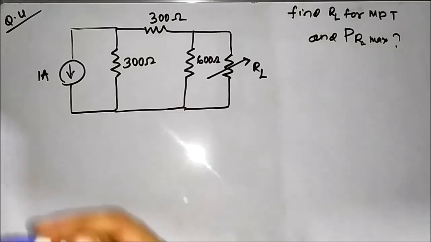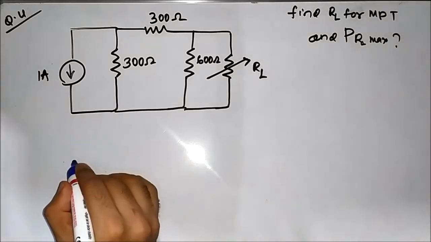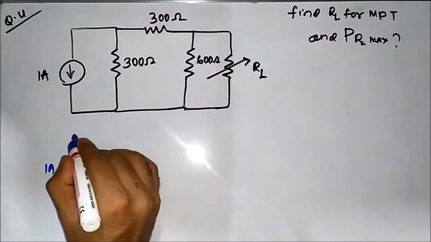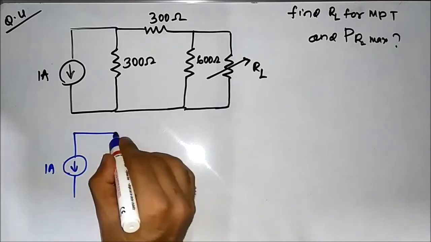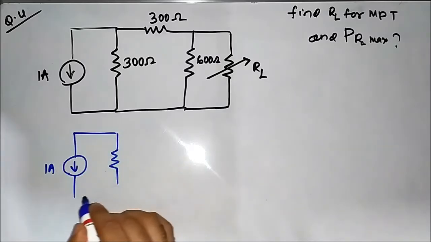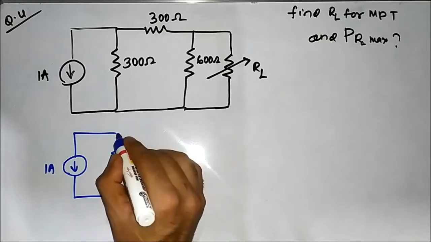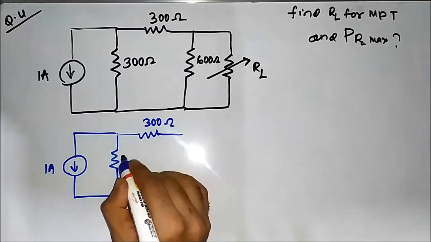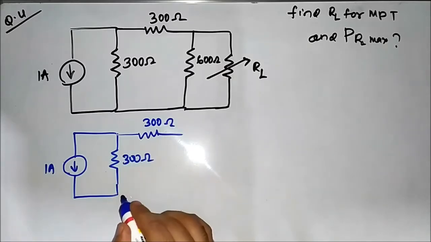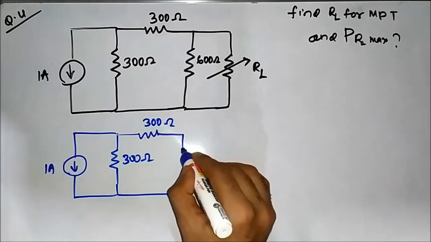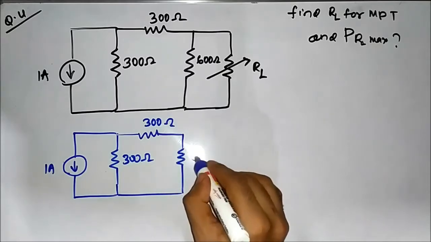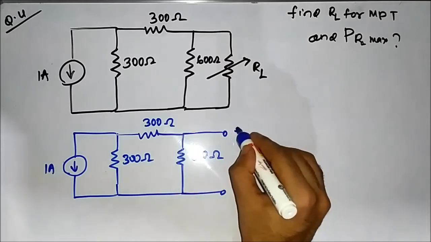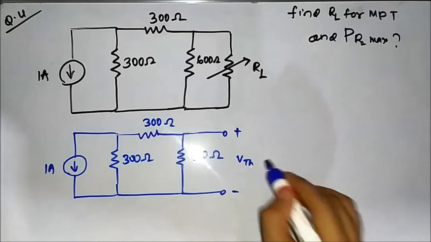Okay, so let us redraw the circuit. 1 ampere, 300 ohm, 300 ohm, and then 600 ohm. So we have to find VTH.